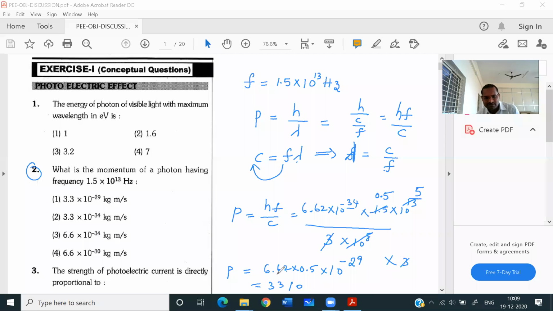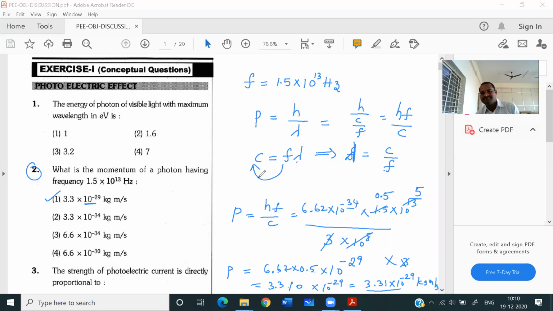Okay, no remainder now. After how many digits is the point there? 1 2 3. After 3 digits, point. Yes. Into 10 to the power of minus 29. So it is 3.3, or 3.31, or 3.3 into 10 to the power of minus 29. Momentum unit is kg meter per second. So this is the answer. Where is the option? Yeah, 3.3 is there, and 10 to the power of minus 29 also is there. Yes, perfect answer. Option 1 is the right answer.